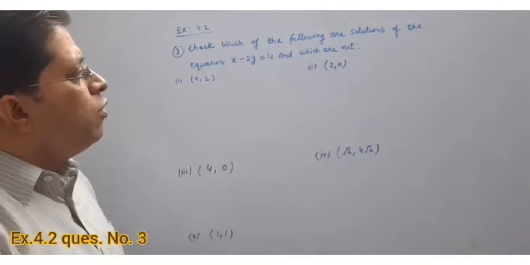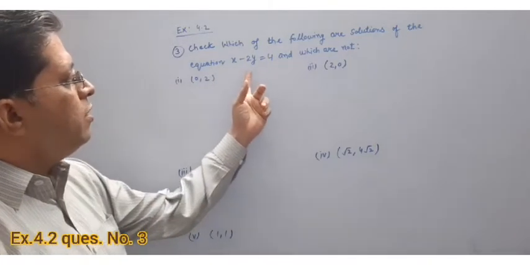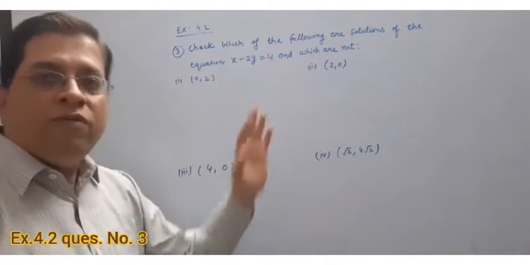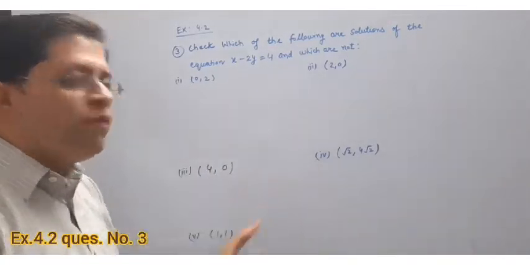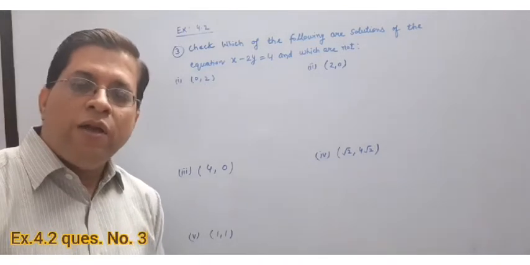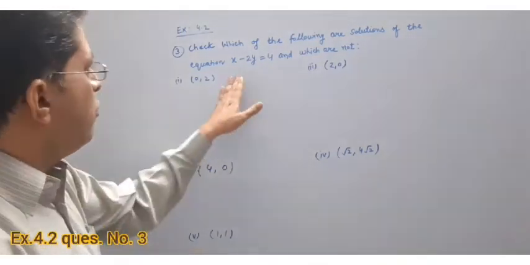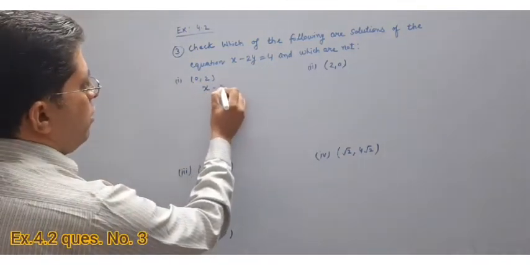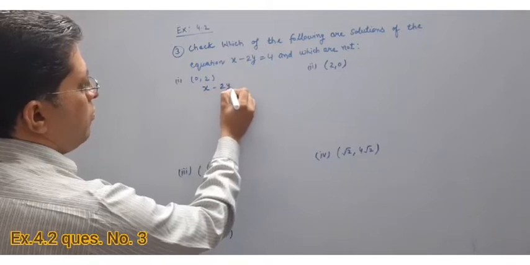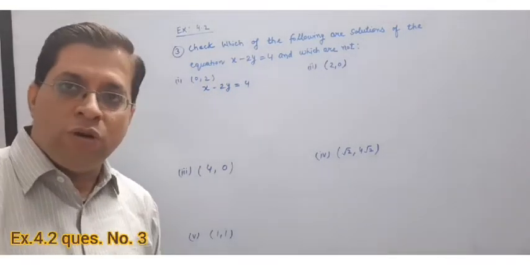Check which of the following are solutions of the equation. The equation is given to you: x minus 2y is equal to 4, and which are not. We have given 5 solutions. 1, 2, 3, 4, 5 solutions are given to you. And we have to check which are solutions of this or not. So 0, 2 is given to you. You put the values in it. If LHS is coming equal to RHS, then we can say this is the solution of it.